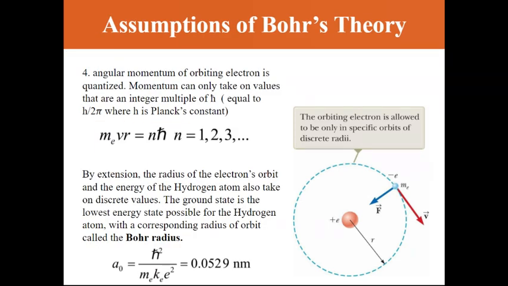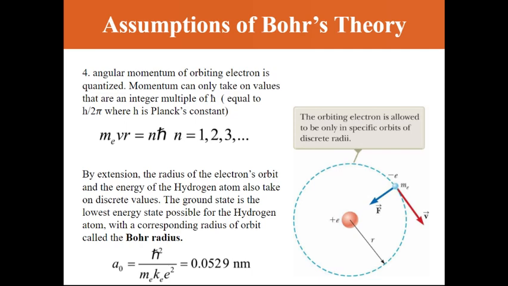Lastly, the fourth postulate states that the angular momentum of the orbiting electron is quantized. That means that the angular momentum of the electron can only have certain values. And this is based on the momentum only having a value that's a multiple of h bar. That leads to the formula shown here, which tells you the angular momentum, written as the mass of the electron times the speed of its orbit times the radius, the radial distance from the electron to the nucleus, r, must equal some integer n times h bar.